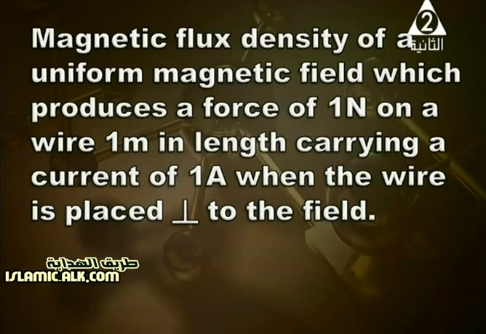Magnetic flux density of a uniform magnetic field which produces a force of 1 Newton on a wire 1 meter in length, carrying a current of 1 ampere when the wire is placed perpendicular to the field. Magnetic flux density, okay, which produces a force of 1 Newton on a wire 1 meter in length, carrying a current of 1 ampere, and the wire is placed perpendicular to the field. Of course, it is the Tesla.